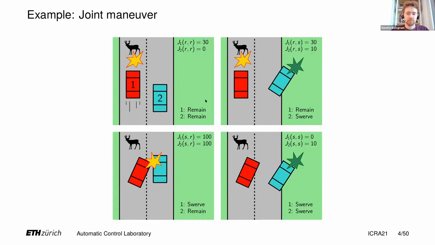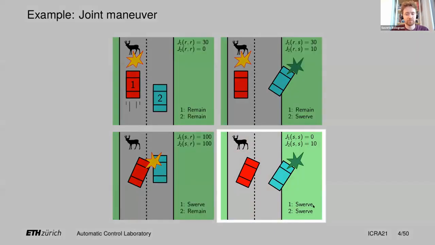Okay. So these four cases are just the result of players picking one of the two actions. And because there are two players, we have four possible outcomes. What happens if they both decide to swerve to the right? Well, in that case, player one, the red one, doesn't incur any cost. Player two incurs a small cost because he's driving on the shoulder.